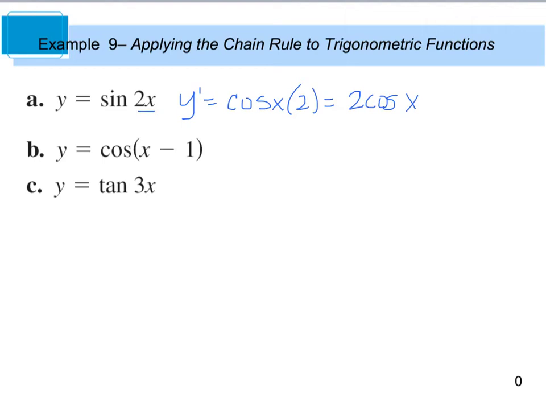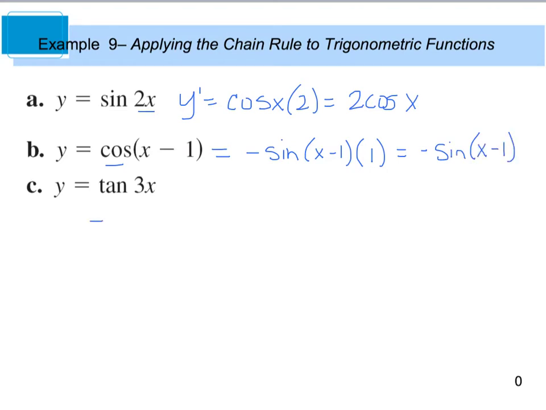For part B, we're going to do the same thing. We're going to do the derivative of the outside, which is cosine. So the derivative of cosine is a negative sine. And the inside stuff stays the same. Then I have to multiply by the derivative of the inside, and the derivative of the inside in this case is just 1. So we're left with a negative sine of the quantity of x minus 1.